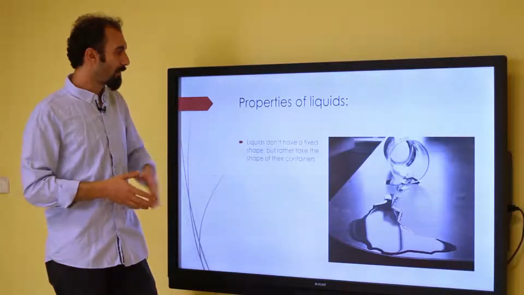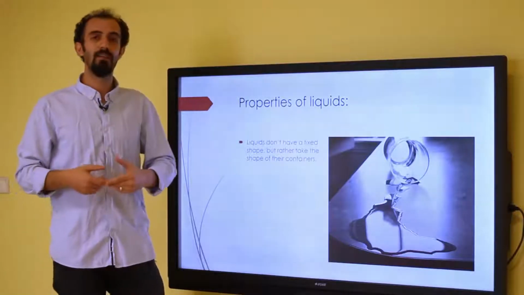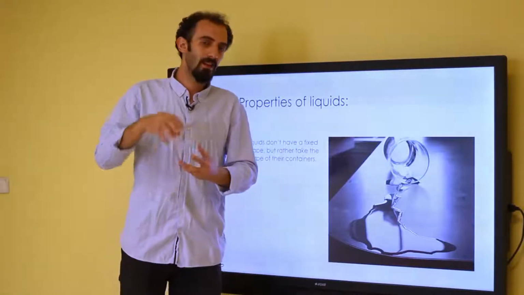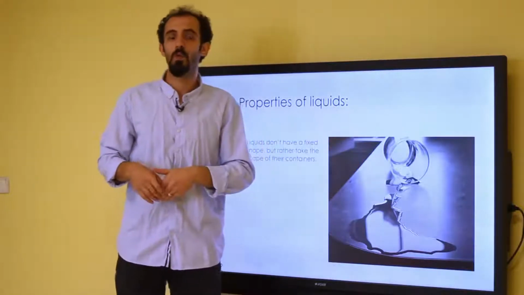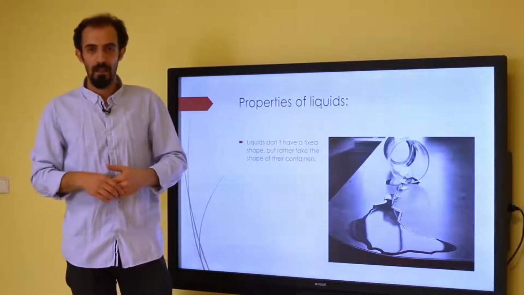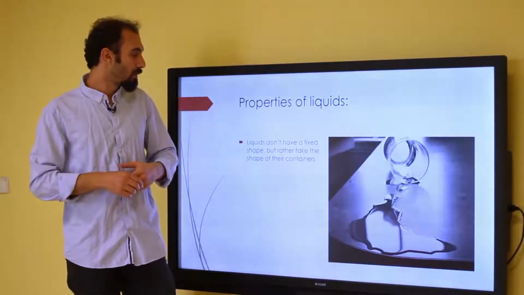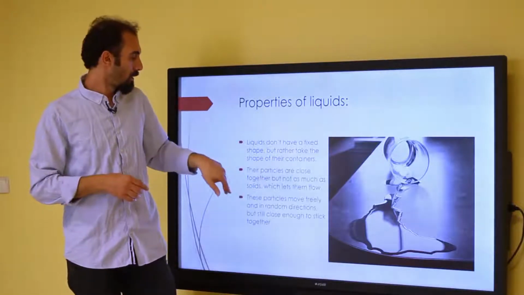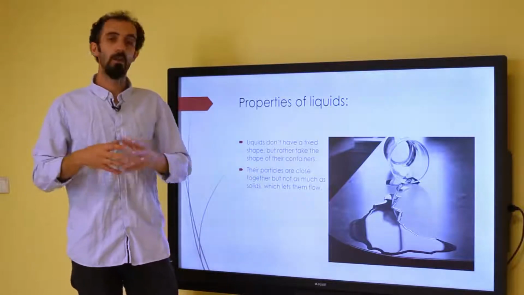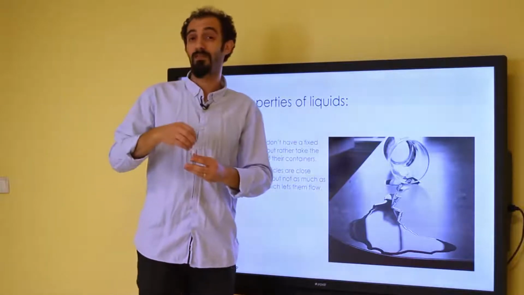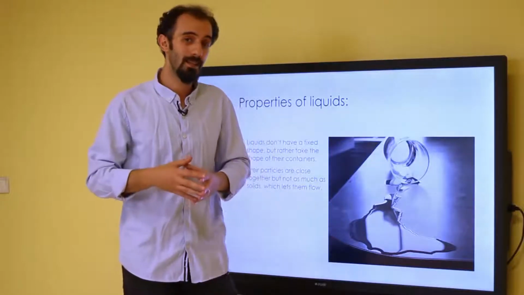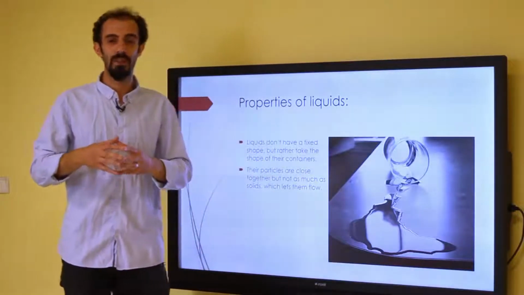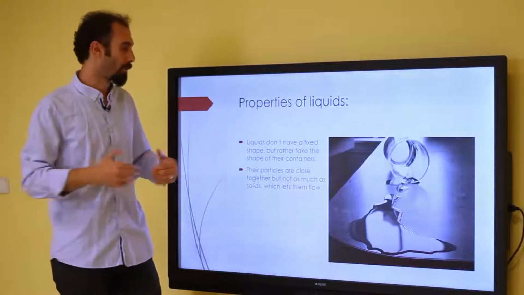Now, the properties of liquids. Liquids don't have a fixed shape. In other words, they fill the container they are placed in, whether it is a glass or a jug or any type of container. Their particles are close together, but not as close as in solids, and that's why they have this flowing property.